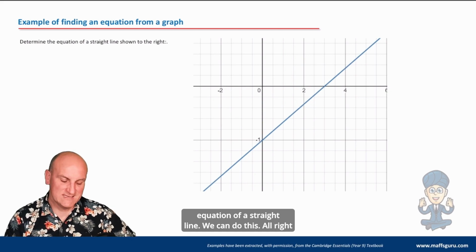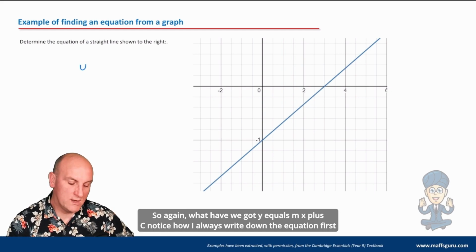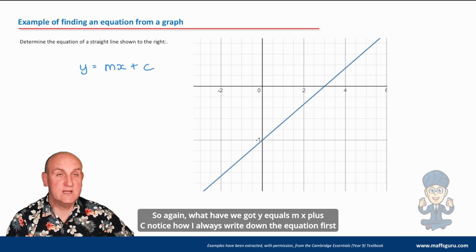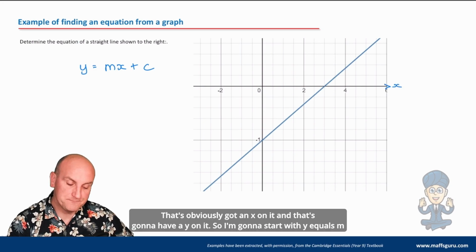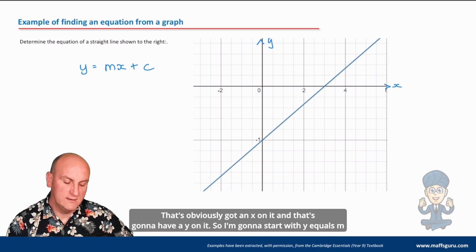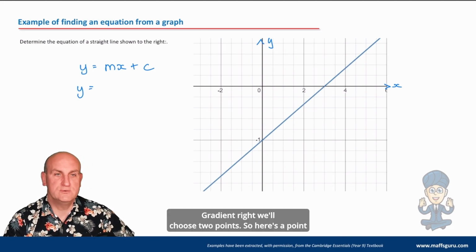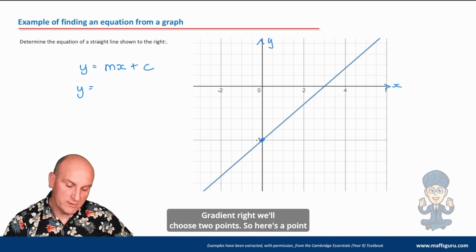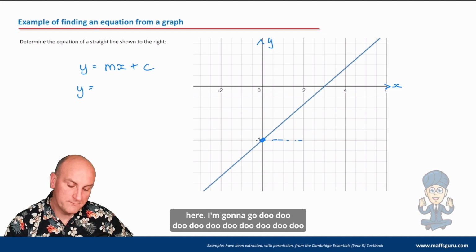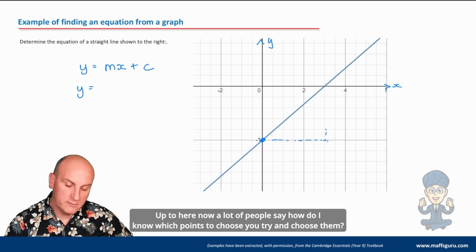Determine the equation of this straight line. We can do this. So again, what have we got? y equals mx plus c. Notice how I always write down the equation first. That's obviously got an x on it, and that's going to have a y on it. So I'm going to start with y equals m, gradient. We'll choose 2 points. So here's a point here. I'm going to go up to here.